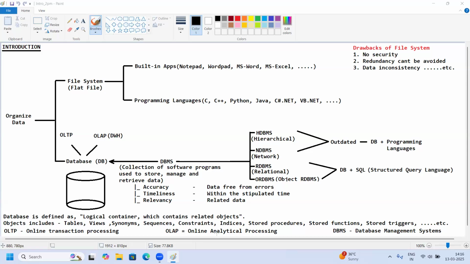And the types of DBMS: HDBMS, NDBMS, RDBMS, ORDBMS. The first two are outdated. HDBMS and NDBMS are outdated. Ongoing developments are only RDBMS and ORDBMS. And you manage a database using SQL.